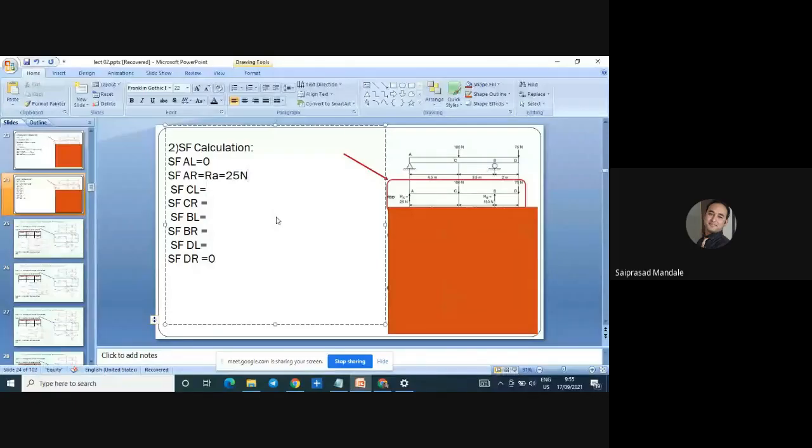Tell me the answer for shear force left to the C. Divya, you. It's also 25. Great. Very good. Then right to the C. 25 minus 100. Perfectly correct. So it is minus 75 Newton. Very good. Left to the B. 25 minus 100. It is again the same. So it is minus 75 Newton. Very good. Right of the B.